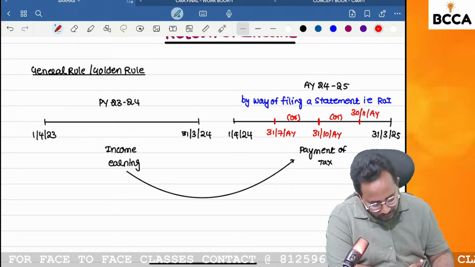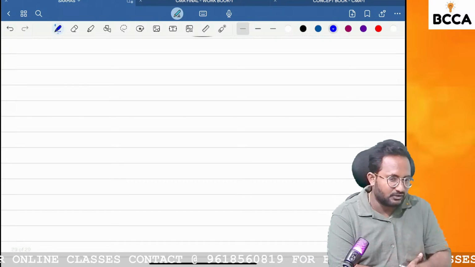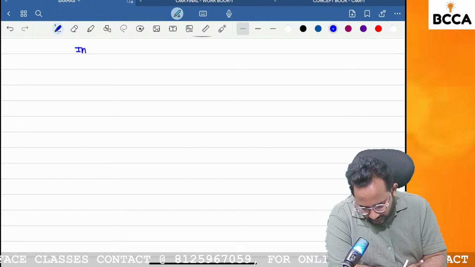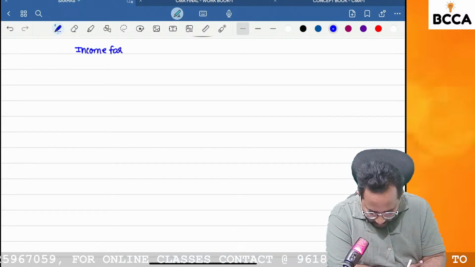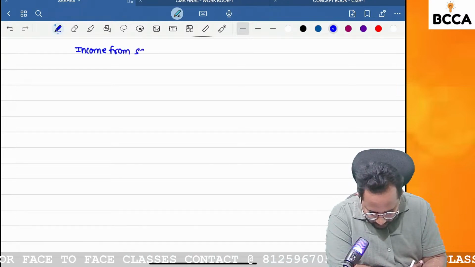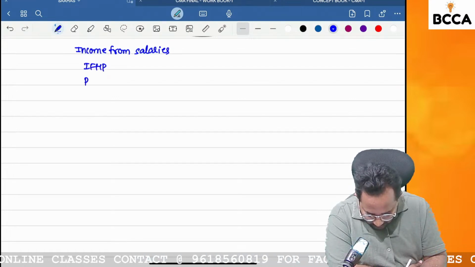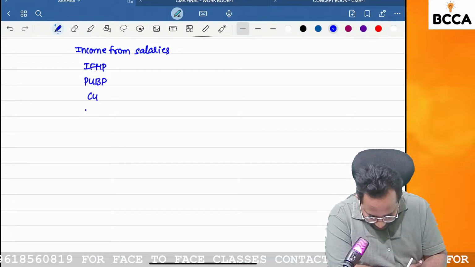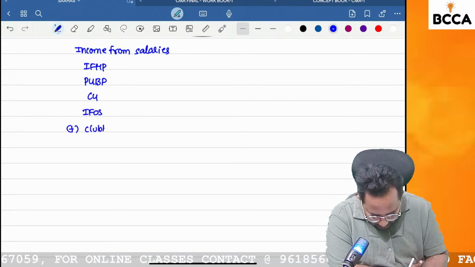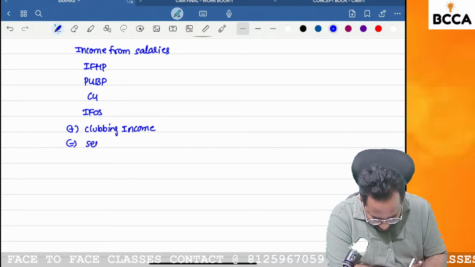Next thing, can you tell me the general format of filing a return of income? Just generally, I will tell you. First, you have to add all heads of income: income from salaries, income from house property, income from PGBP, capital gains, income from other sources. Next, you have to do clubbing, because of clubbing the income will be increased. Minus set off.